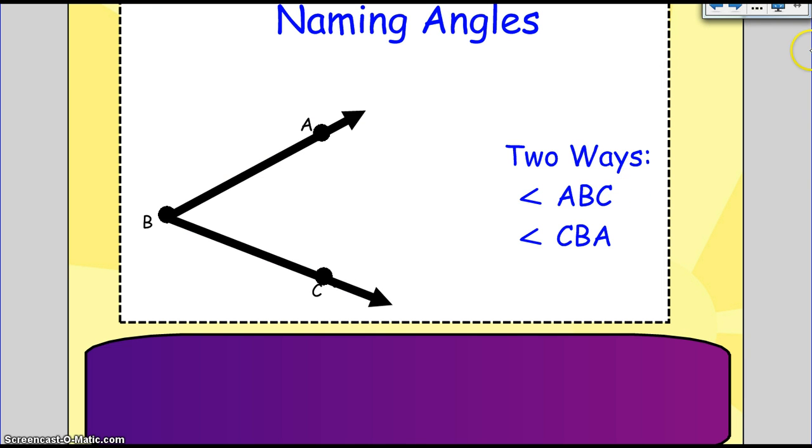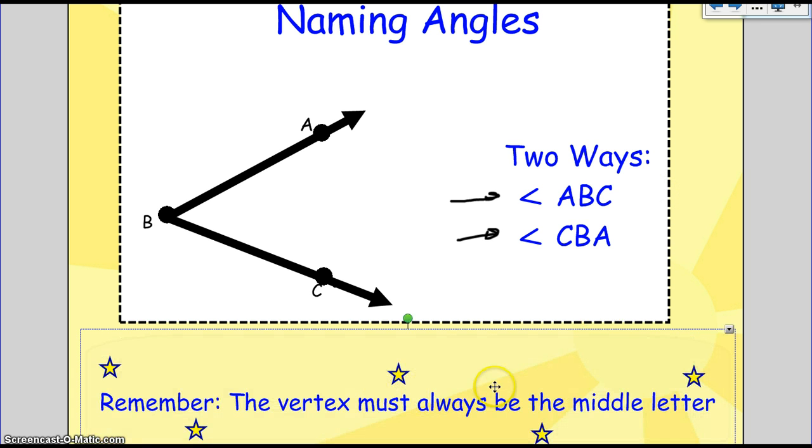Naming angles, there's a difference between naming angles and classifying angles. When we name angles, we're asking you to give us letters. Here, these are two ways to name the angle. I can go A, B, C, or I can go backwards to C, B, A. What's important is to see that the vertex must always be the middle letter. So B is the vertex and it's always in the middle.